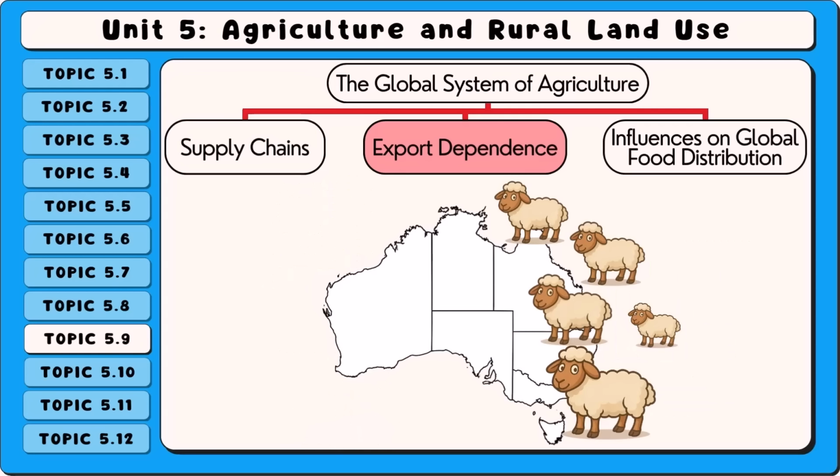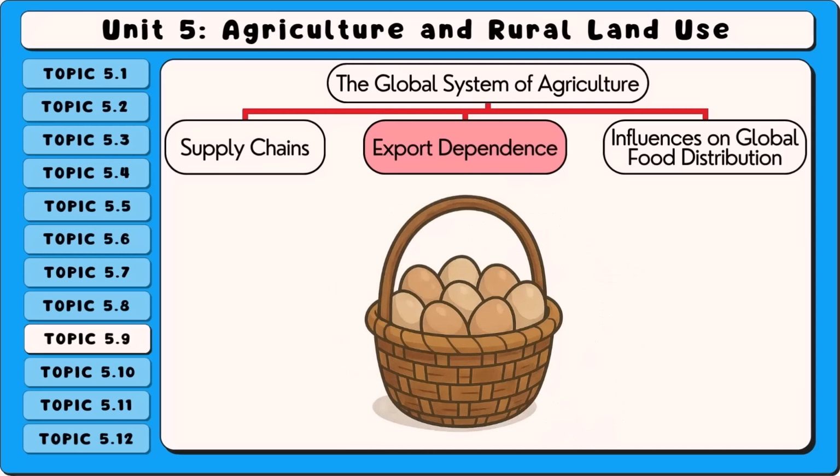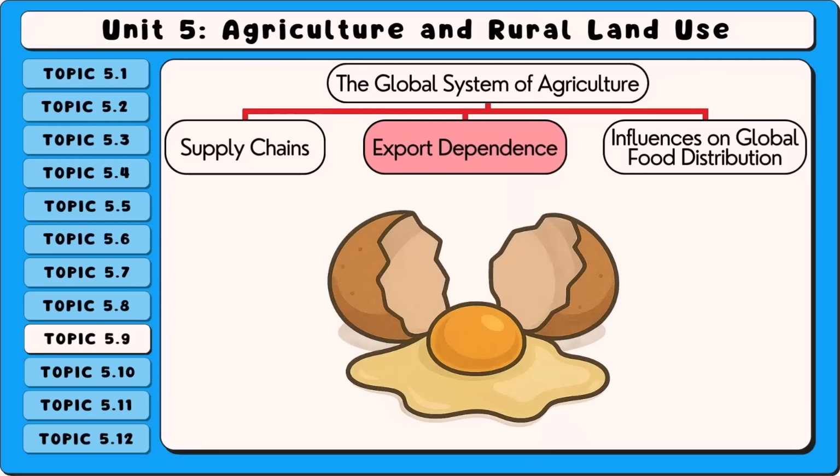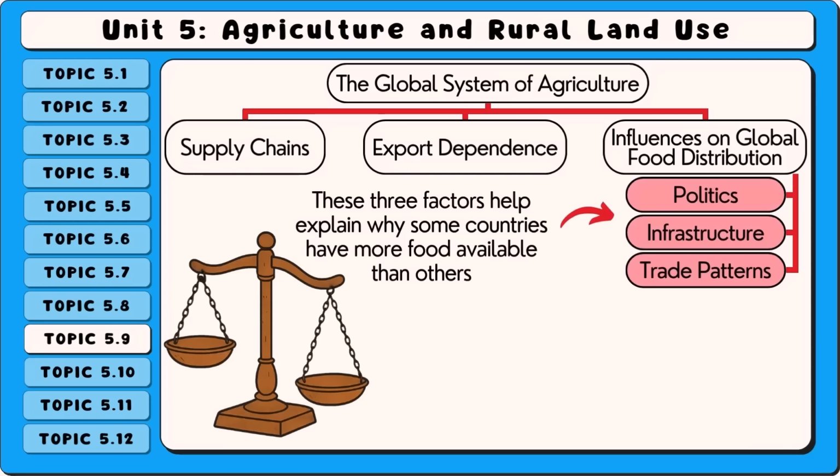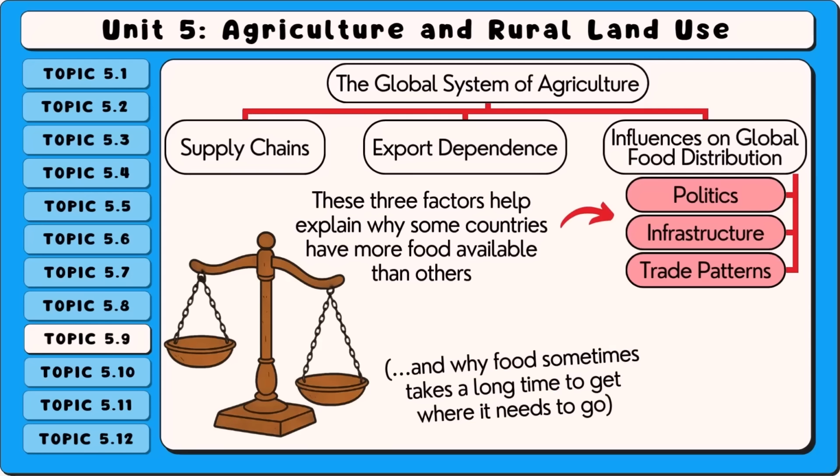When a country depends too much on just one export, its economy becomes fragile. It's like putting all your eggs in one basket. If the basket drops, you lose everything. Now, let's move on to the final part of the lesson: how the distribution of food around the world is affected by political relationships, infrastructure, and world trade patterns. These three factors help explain why some countries have more food available than others, and why food sometimes takes a long time to get where it needs to go.